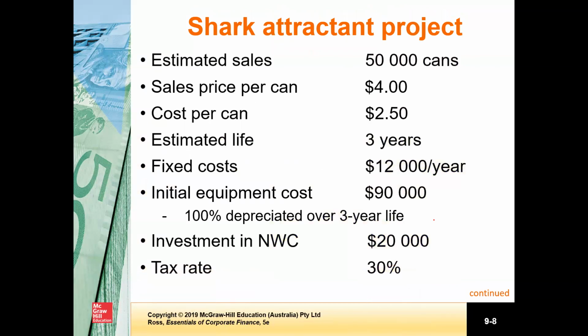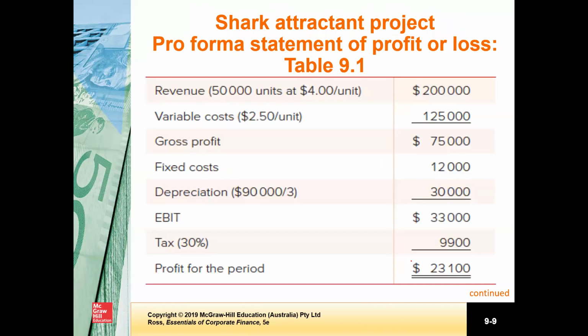So look at this example very quickly. So we have these estimated figures or estimated amounts to prepare an estimated or projected financial statement. So you can see we have estimated sales, sale price, cost, estimated life, fixed costs, initial equipment costs, which is the initial investment in non-current asset, investment in net working capital. That's also initial investment, but that's in working capital, and tax rate. And cost of capital is 20%. Once we have these estimates, we can prepare a pro forma profit and loss statement.